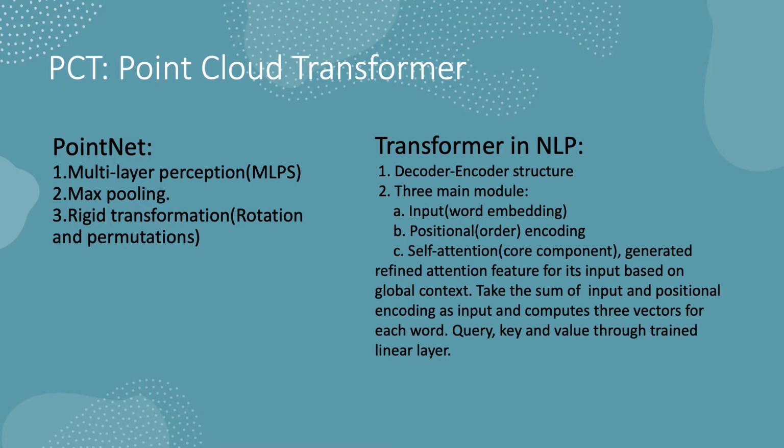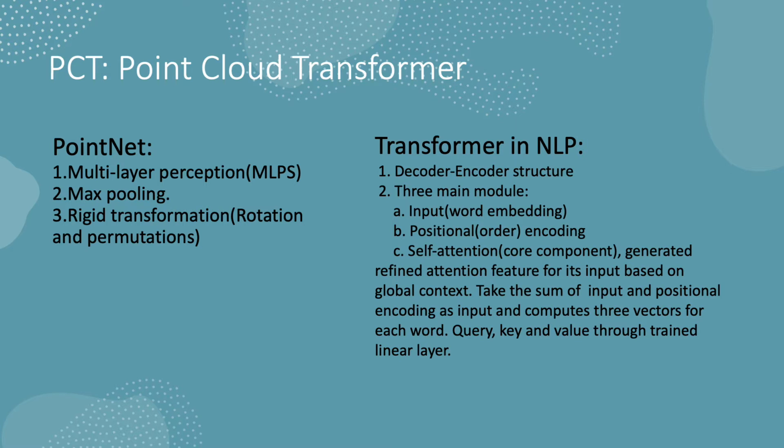As we know, unlike typical 2D images, the 3D point cloud cannot take advantage of the traditional convolution network because of its unstructured dataset. The permutation-invariant nature of the transformer makes it suitable for 3D point clouds. Here I briefly compare PointNet with a transformer. PointNet has multi-layer perceptron, max pooling, and rigid transformation, which includes rotation and permutations.